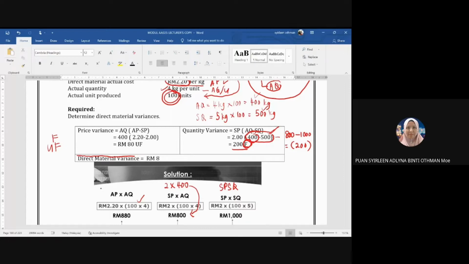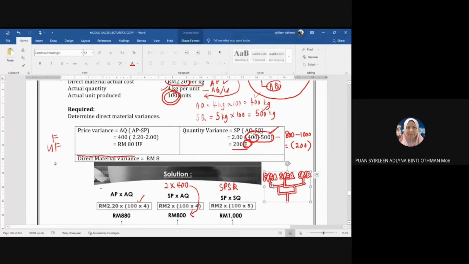Nanti bila awak buat kapal terbang tu, okay, why do we call it kapal terbang? Sebab dia akan jadi macam ni. APAQ, SPAQ, SPSQ. So ni kita akan banding berdua. Yang ni kita akan banding dia berdua. So lepas tu nanti dia akan dapat satu figure sajalah. So dia nampak macam kepak tu kan. That's why we call it kapal terbang. Tapi tak tahulah kapal terbang apa sebenarnya macam ni.